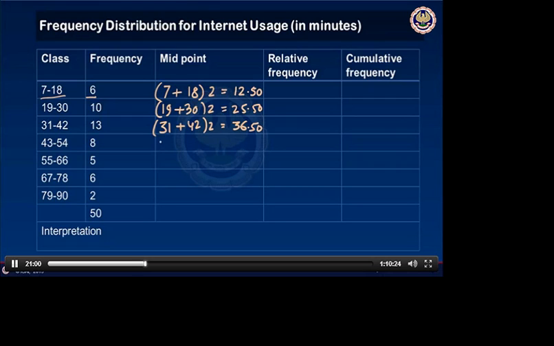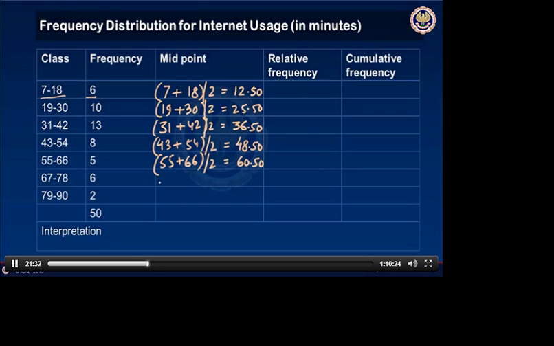Similarly, between 43 and 54, we have to first add them up to find out the midpoint. 43 plus 54 divided by 2. So we get 48.5. Similarly, between 55 to 66, what is the midpoint? So it will be 55 plus 66 divided by 2. So we get 60.5.